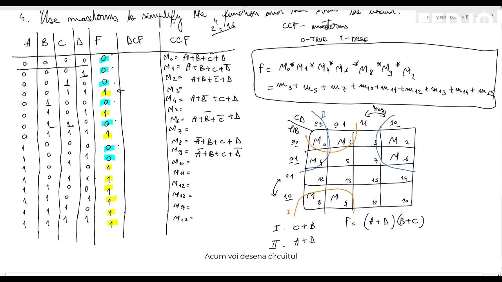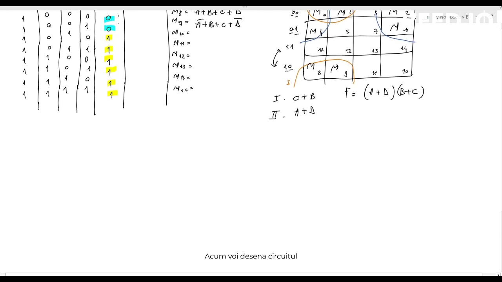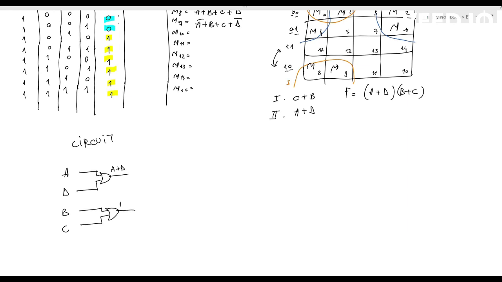Now, let me draw the circuit for this one. So we have A, B, C, and D as four variables, in this order, because I'm going to use this. So A plus D is going to be this one. Because C is going to be like that. And we should modify this. And this is it. So we have A plus D times B plus C. And this is our circuit.